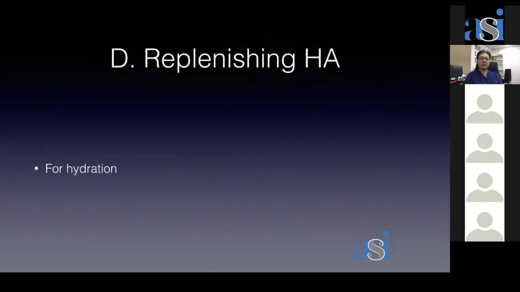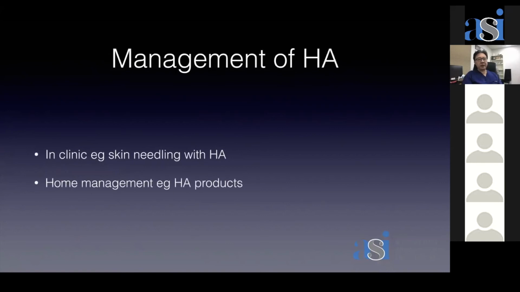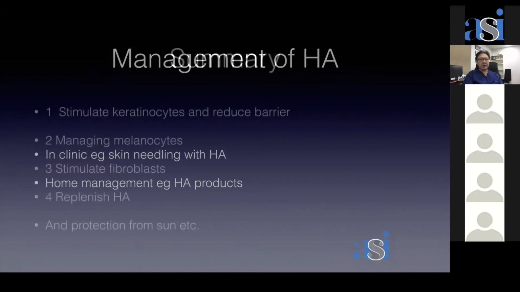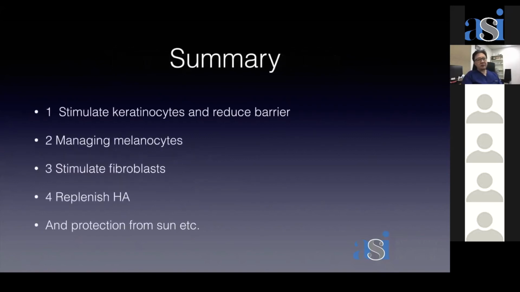And lastly, we talk about the HA. HA cannot be neglected. The main purpose of HA is that these molecules simply hold water and absorb water. And without that, the skin will just be dry. So what can we do in the clinic? We can use skin needling and apply HA, or you can apply HA products for the treatment. So in summary, this is related to science. You stimulate the keratinocytes, you reduce the thickness of the dead skin, you manage the melanocytes, you stimulate the fibroblasts, and you replenish the HA. And then, of course, you need to protect from the sun and so on.